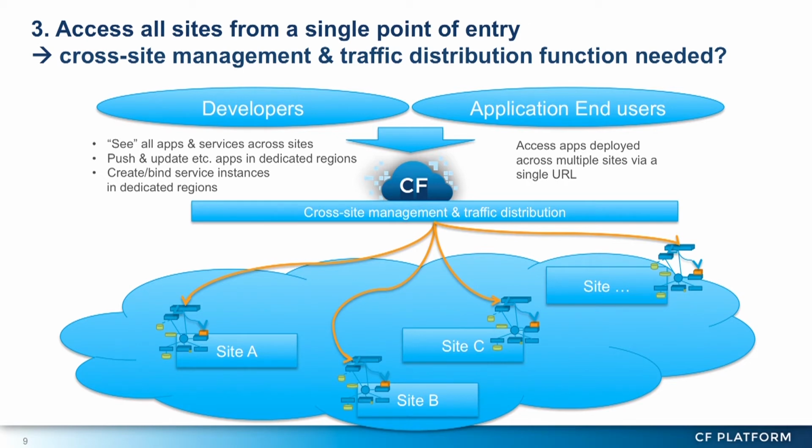Do we need some kind of cross-management function? For the developer, it would have the benefit that he can see all his apps across multiple sites, like do a cf apps, and he gets all apps across all sites. He can push and update apps into dedicated regions, so I can select the specific region I want an app pushed into. And I can do the same thing for services, because I might want to instantiate a service in a region that's close to the app, maybe because of latency reasons or other reasons.